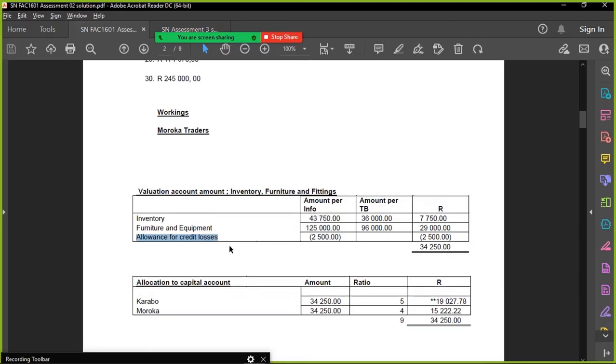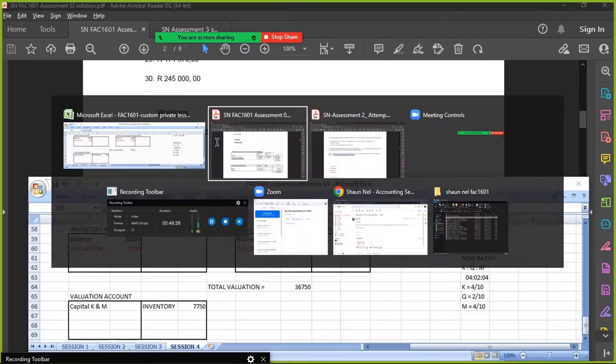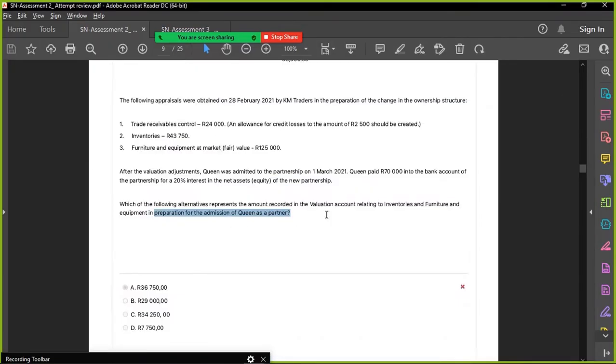Okay, the allowance for credit losses affects accounts receivable. That doesn't affect inventory. That doesn't affect furniture and equipment. Does that make sense? They should have fixed the question. They should have said, what is the total valuation account, or they should have added trade receivables here. It's not relating specifically to inventories and furniture. In the question they only wanted those two. They didn't include the trade receivables.